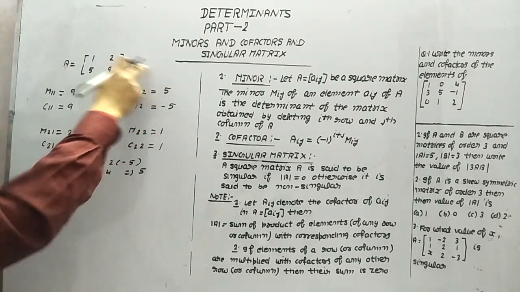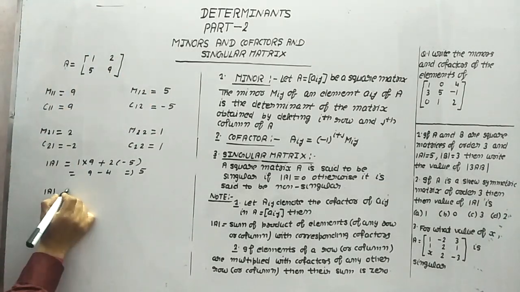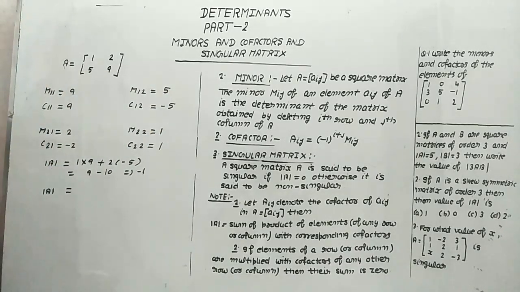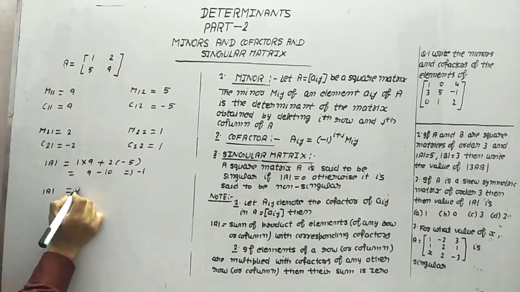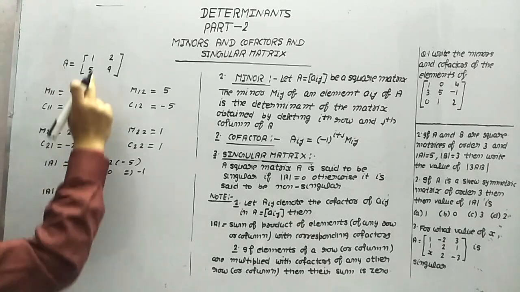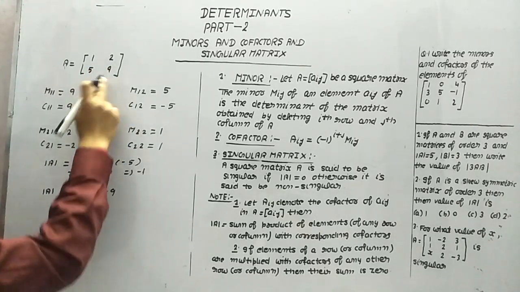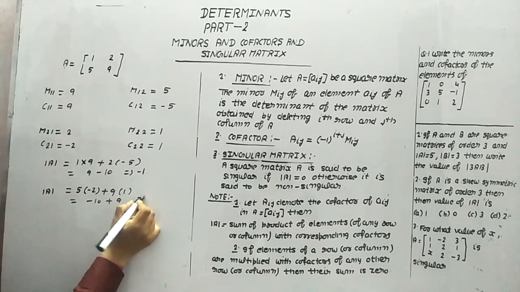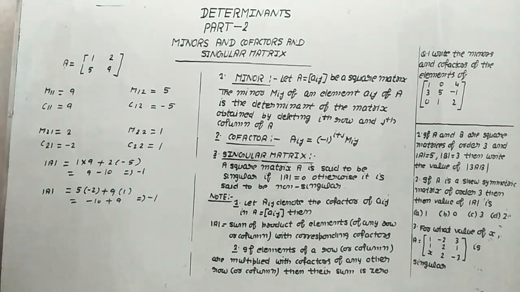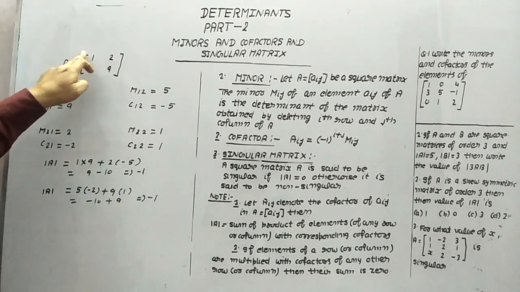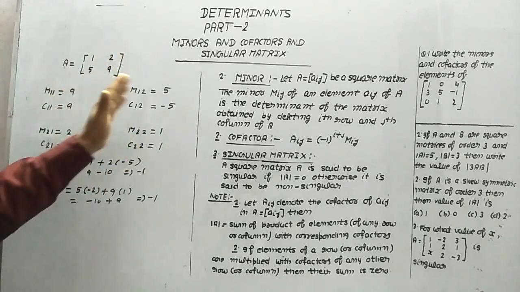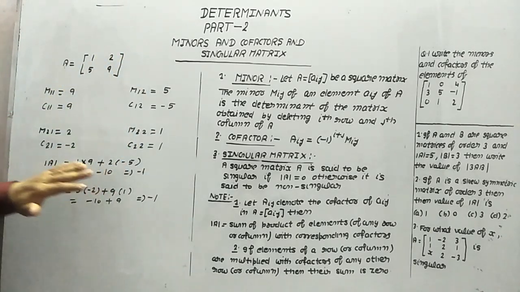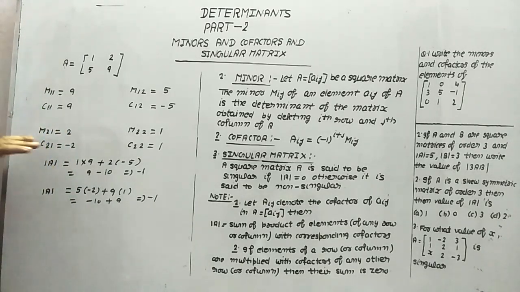We did it along the first row. We can do the same thing along the second row also. Now look at this. 5 into minus 2 plus 9 into 1. What is this? Minus 10 plus 9. What does this become? Minus 1. So this is the way to calculate the value of the determinant if we know the corresponding cofactors.